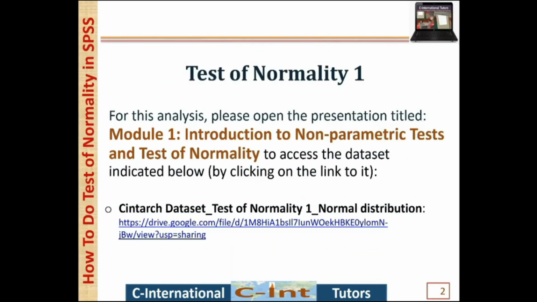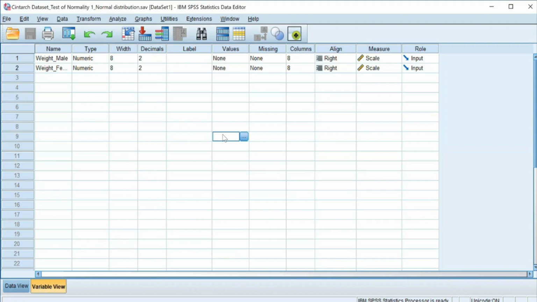Let us start with test of normality 1. For this analysis, please open the presentation titled Module 1, Introduction to Non-Parametric Tests and Test of Normality, to access the data set indicated below by clicking on the link to it. The data set for test of normality 1 has been opened. It contains two variables named weight_male and weight_female.